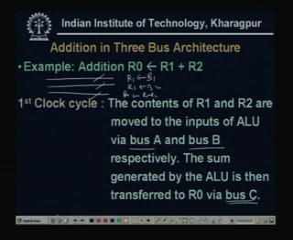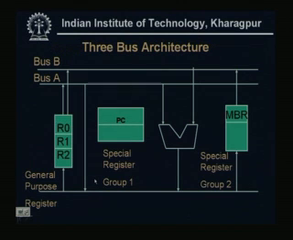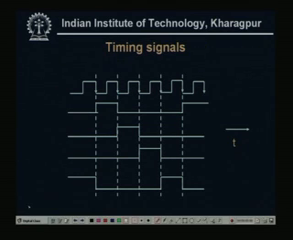But with this 3 bus architecture, obviously the system cost will increase and the complexity of the control unit design will also increase, but it will be very fast because only one clock cycle is needed. So, this is the 3 bus architecture.